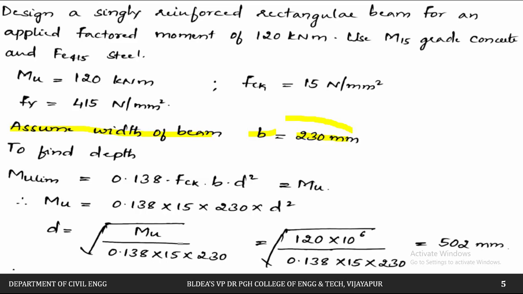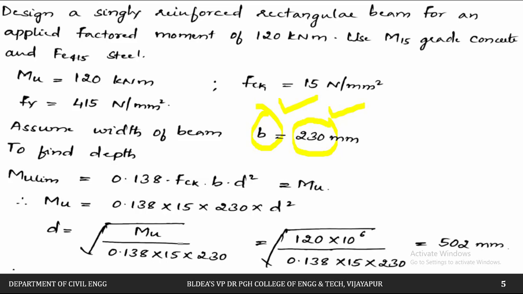Usually whatever is the width of the wall, that width of the wall we are going to fix as the width of the beam. Why? Because the wall and beam are going to be flush. So therefore we are not going to see any offset in the rooms. So usually we have 9 inch wall, that is 230 mm. So therefore width of the wall is 230 mm, and we will assume width of the beam as 230 mm.